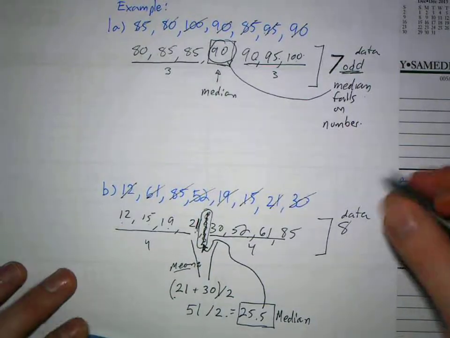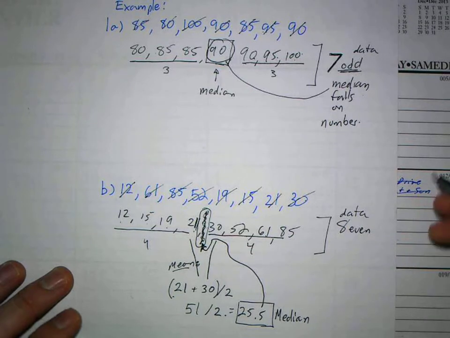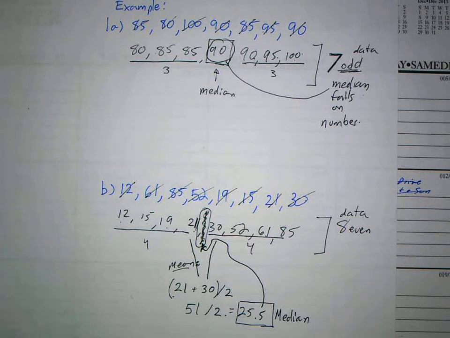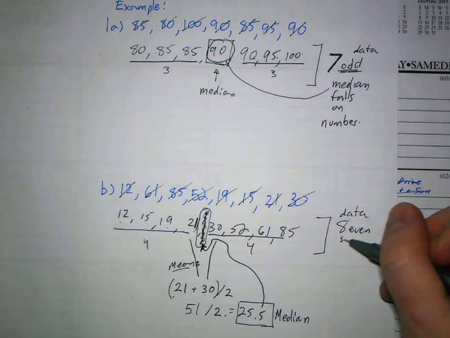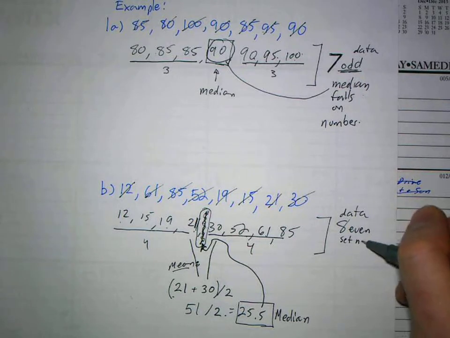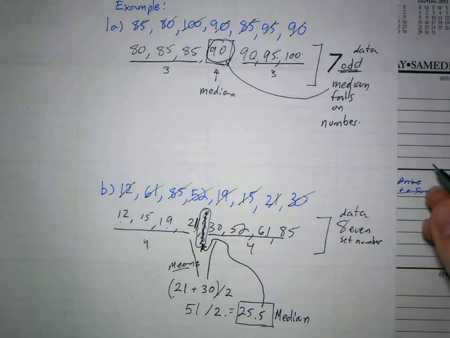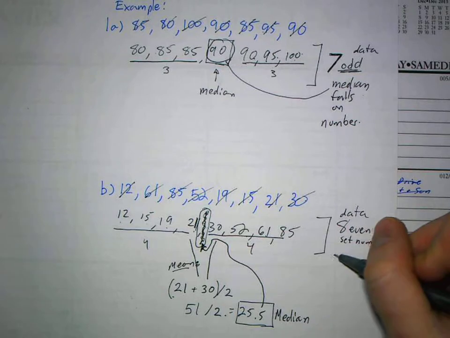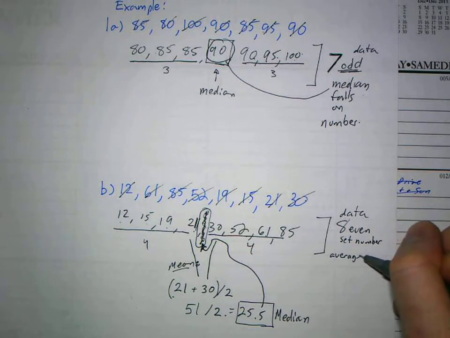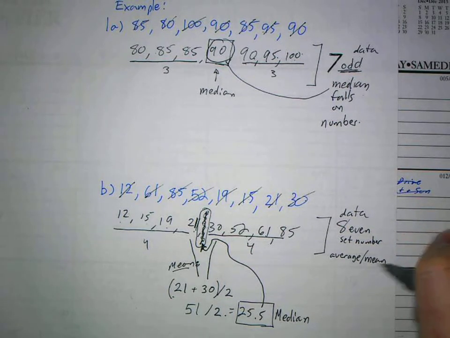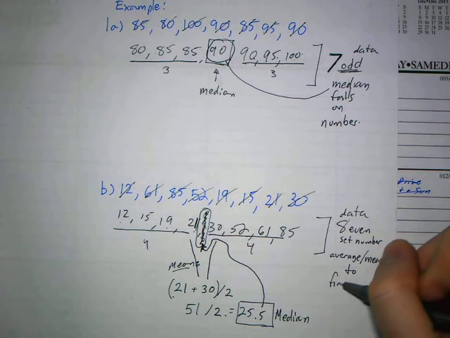So just look back at our pattern here. Whenever we have a data set with an even number, 2, 4, 6, 8, 10, on and on and on, whenever your data set has an even set of numbers in it, that means you're almost always going to have to do the average or the mean to find the median.